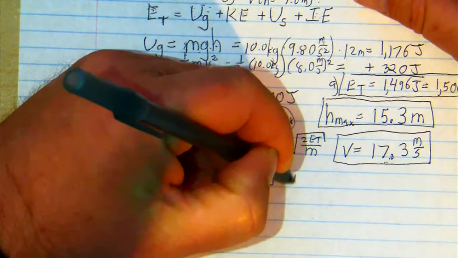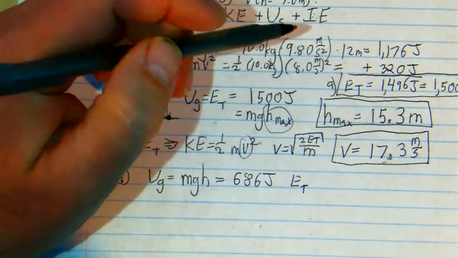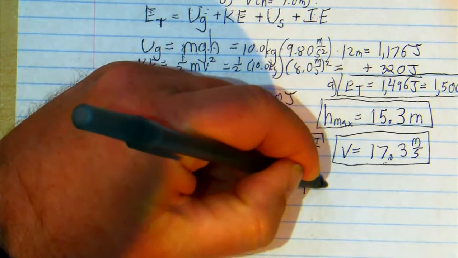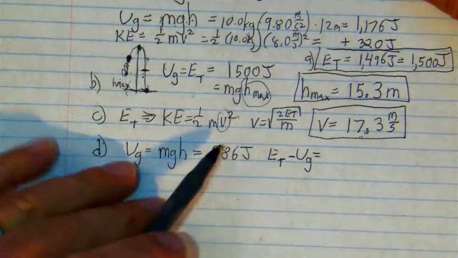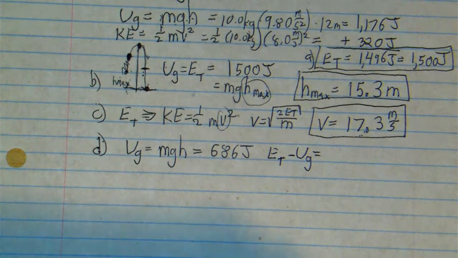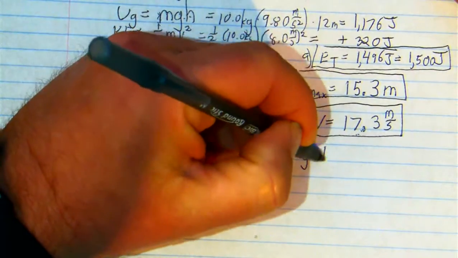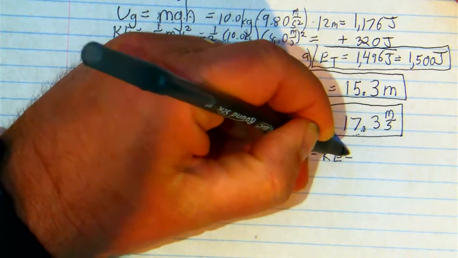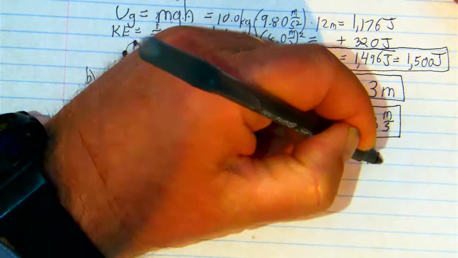So if I take my total energy budget of 1,496 joules and subtract from that the amount of gravitational potential energy that the medicine ball has when it is at a height of 7 meters above the ground, then the remaining energy is how much I have for my kinetic energy. And that value is 810 joules.